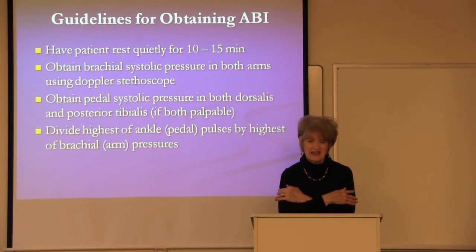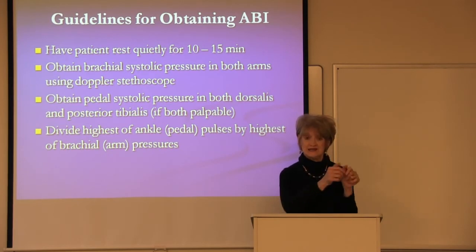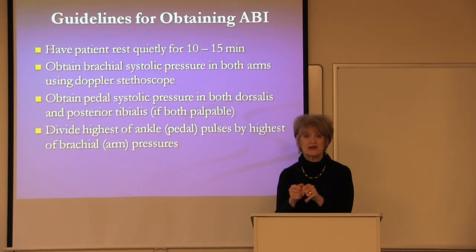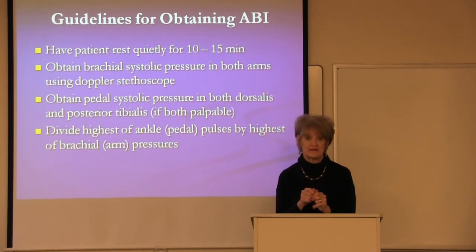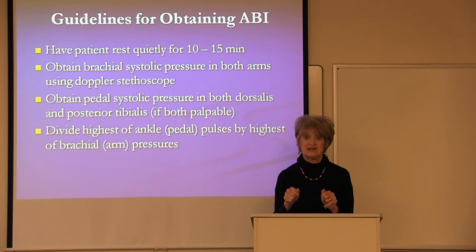I'm going to take the highest of the two brachial pressures. So let's say that my right brachial was 116 and my left brachial was 120. So I'm going to take 120. I've got 60 divided by 120. And that's going to give me a 0.5. Now you see how important it is to enter the numbers correctly, because if I reversed it and I said 120 divided by 60, I get 2.0. Very different than 0.5.